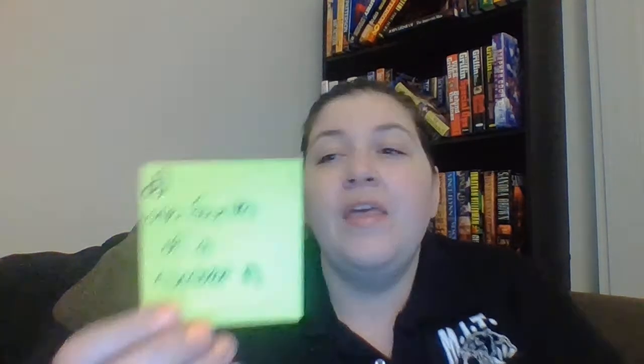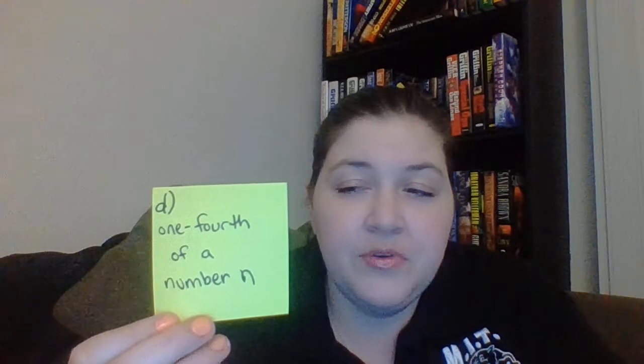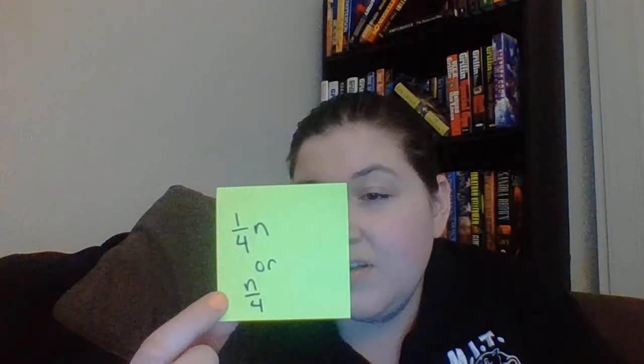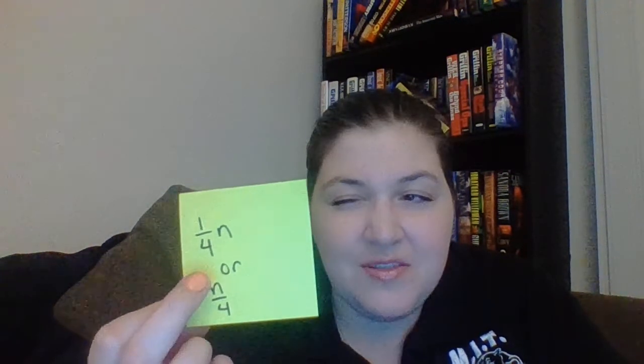All right, so D. We have 1/4 of a number n. All right, well, I see 1/4 and I see n. So those are my numbers. Of. Of is a very, very important key term. Of tells me multiply. All right? So I'm going to multiply 1/4 and n. There's two ways you could write this. You can write 1/4 n. Okay? That's not wrong. But I also want you to know that this is also n times 1/4. It looks different, but they're the same thing.